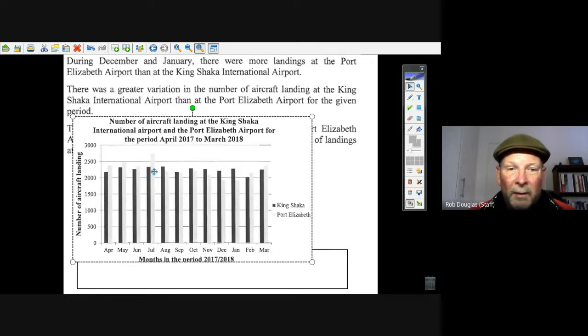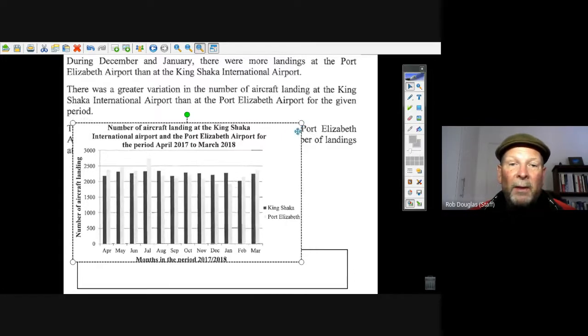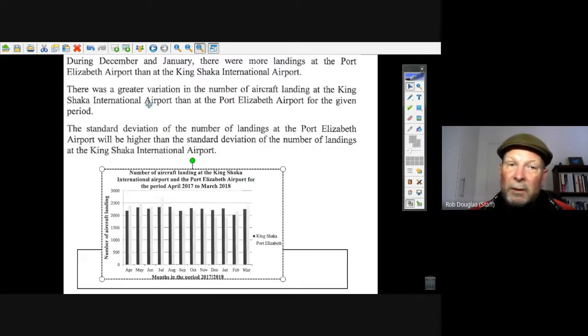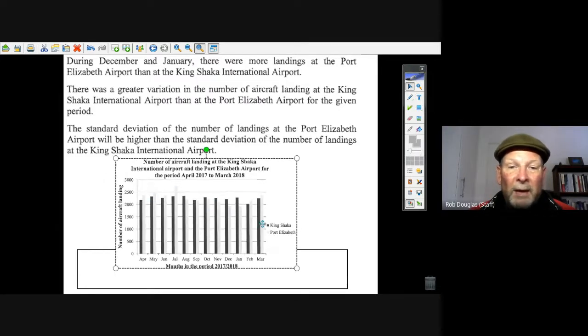So that statement there, it looks like King Shaka, there was more variation in King Shaka. Hey, I'm looking at this thing. The blue one's going way up and then it's coming down. It looks like the blue one varies more just by looking at the thing. Well, then the third one must be right because the first two are wrong here. Let's say the standard deviation of the number of landings of Port Elizabeth will be higher. Well, if you've got greater variation, you're going to get a bigger standard deviation. That's how far your score is from the mean. Well, the blue ones are varying more, so the standard deviation will be greater.